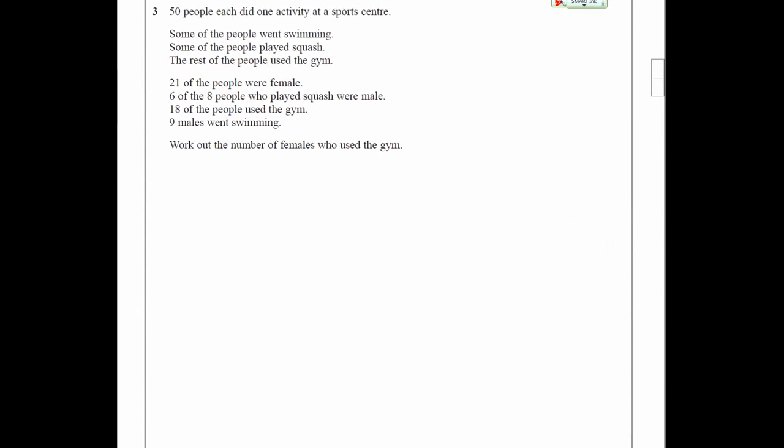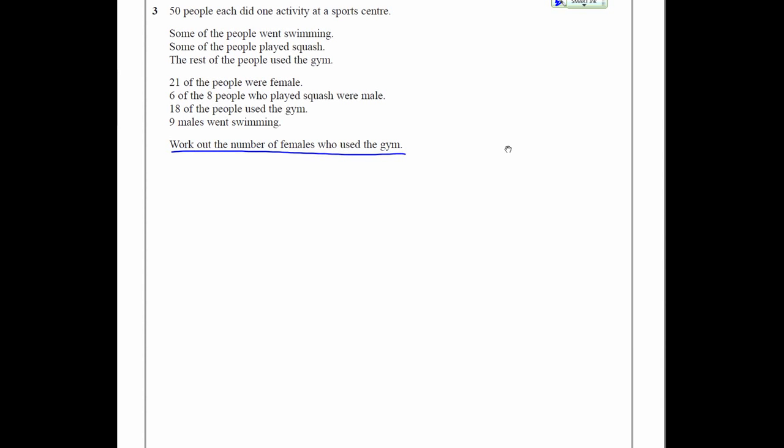Question 3, wordy question. 50 people did one activity at a sports centre. Some people went swimming, some people played squash, the rest went to the gym. 21 of these people were female. 6 of the 8 people who played squash were male. 18 of the people used the gym. 9 males went swimming. What a lot of information. Work out the number of females who used the gym.